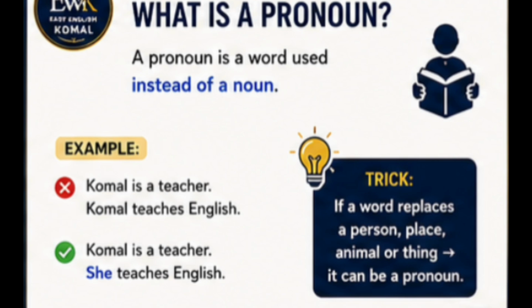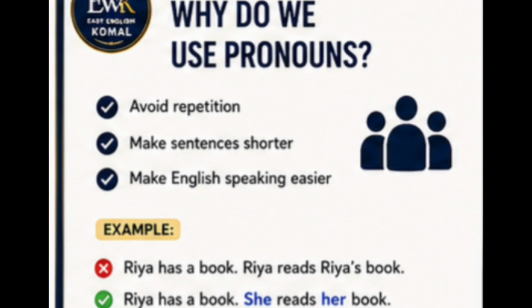So why do we use pronouns? As I told you, to avoid the repetitions, to make sentences shorter, and to make English speaking easier. If we want to avoid the repetition, we can use pronouns. It is helpful to us, and it makes the sentence shorter, because instead of using the name again and again, it makes the sentence shorter. It also makes English speaking easier, because it does not look good when we repeat the names again and again.